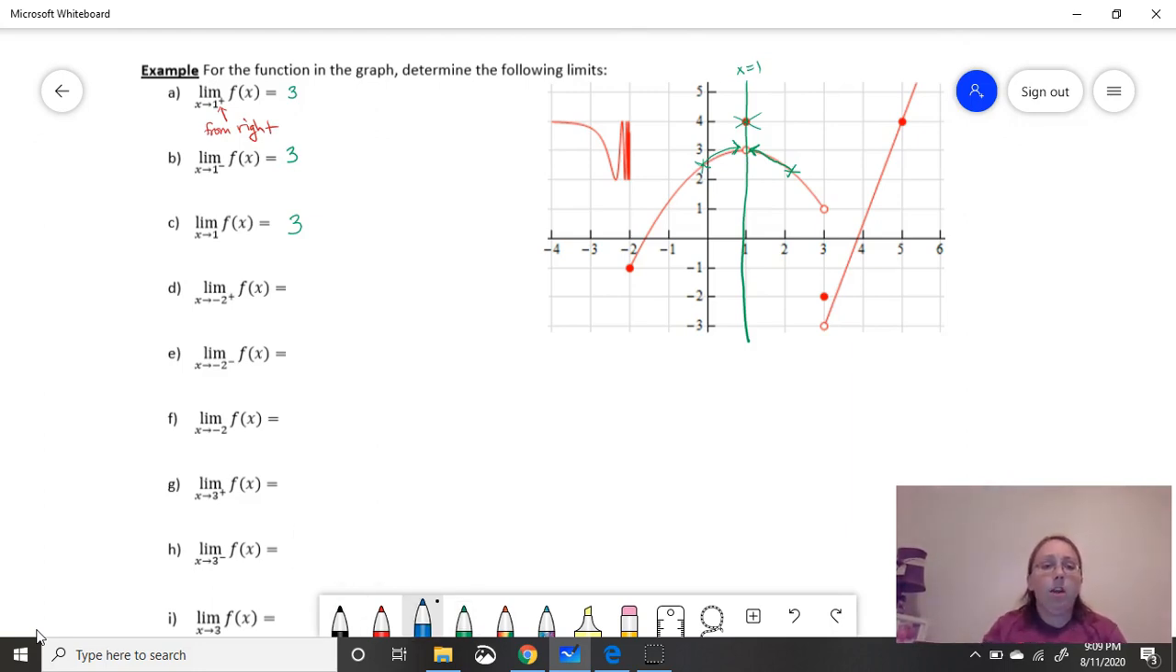All right, let's try another one. So this time we're looking at -2. Again, we're approaching from the right first.